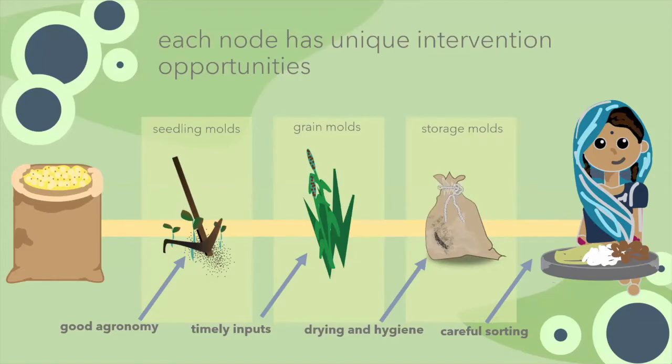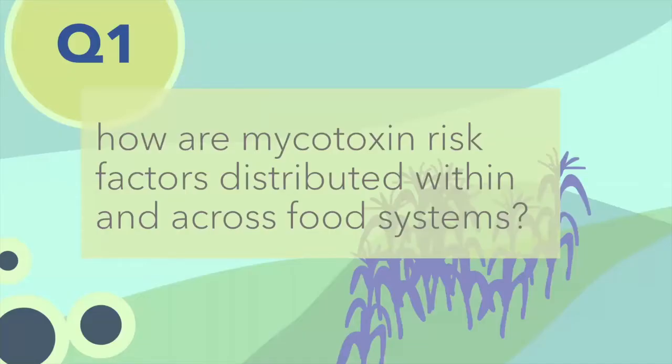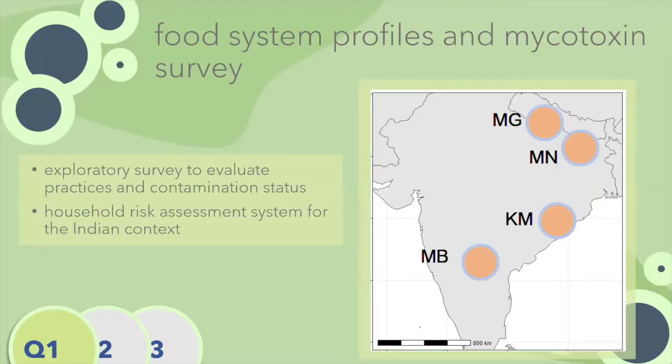And so with this background underway, let's dive into the first question that I'll be talking about. How are mycotoxin risk factors distributed within and across food systems? So to tackle this question, back in my first days as a TCI scholar in 2016, I conducted an exploratory survey evaluating food management practices and aflatoxin contamination status across 4 diverse food system contexts in India: Maharajganj district in the north, Munger district in the north, Kandhamal in the east, and Mahabubnagar in the south.